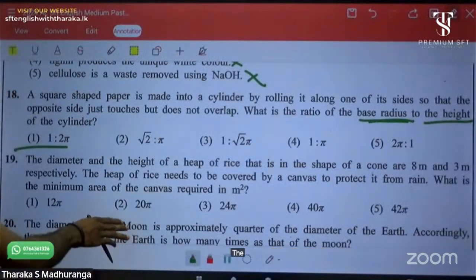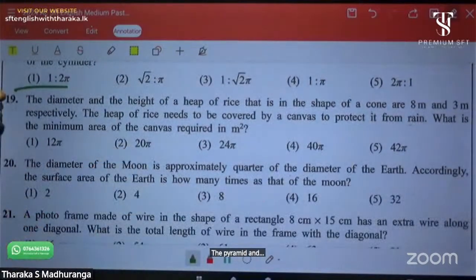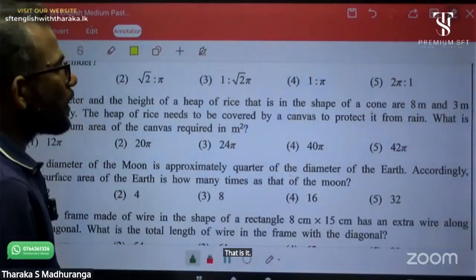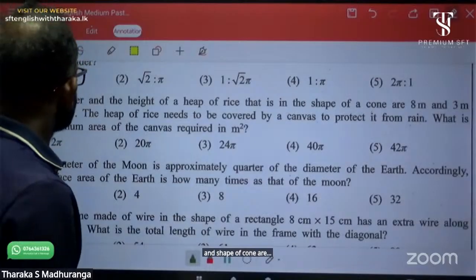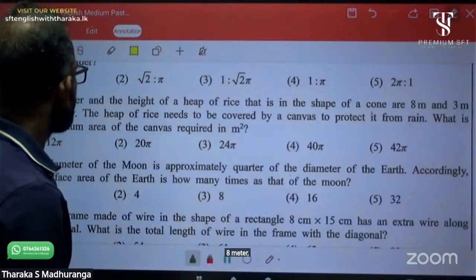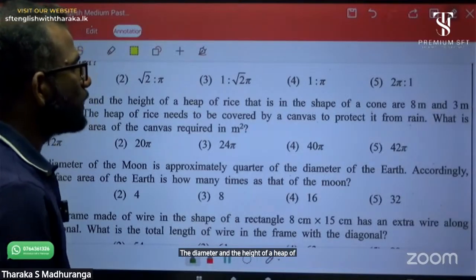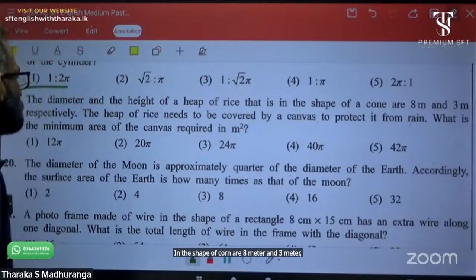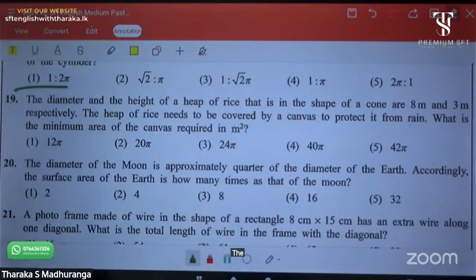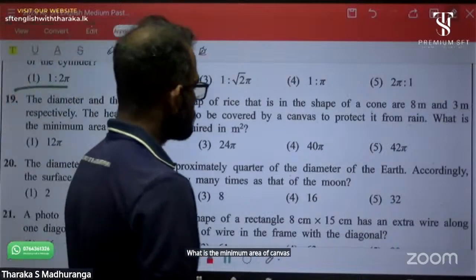The diameter and the height of a heap of rice in the shape of a cone are 8 meters and 3 meters respectively. The heap of rice needs to be covered by a canvas to protect it from rain. What is the minimum area of canvas required in square meters?